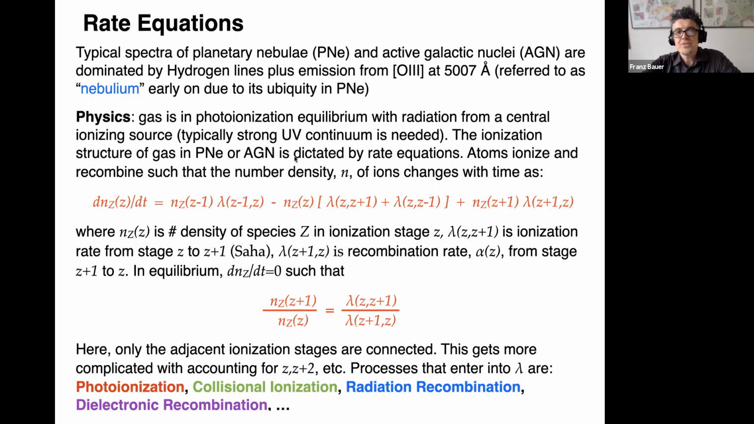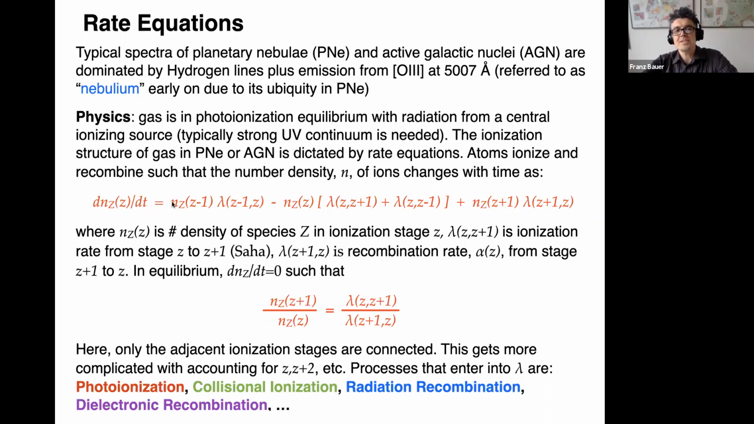If you can assume the region has become stable, has reached an equilibrium, then you have rate equations which dictate the number of atoms which are ionized versus the number of atoms which are recombining, and you can do a detailed balance. That's what's shown in this equation here, which is the rate of change of the number density in a given ion state.